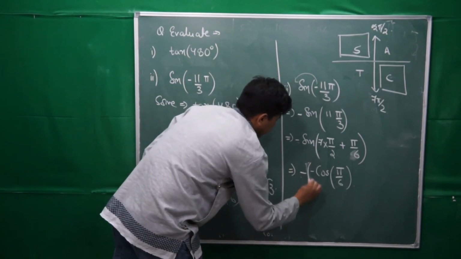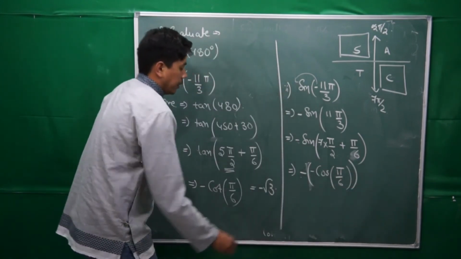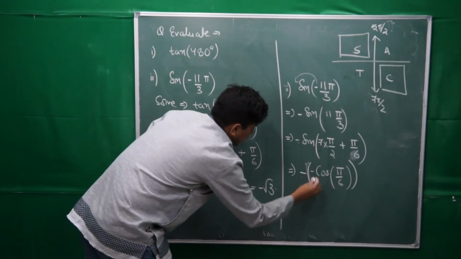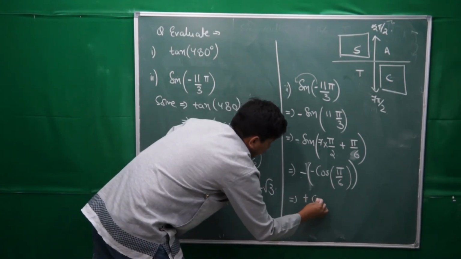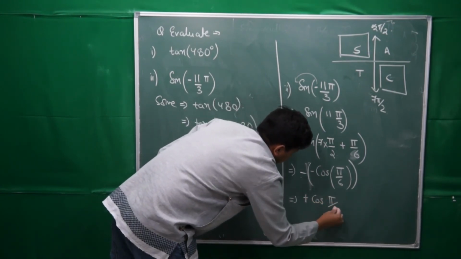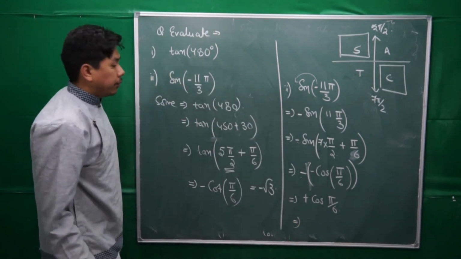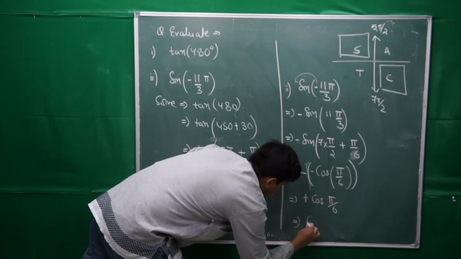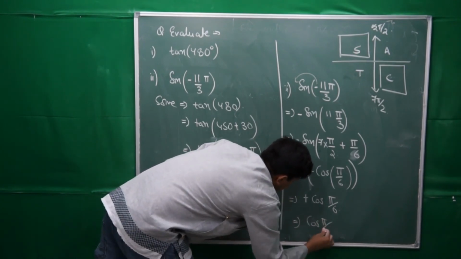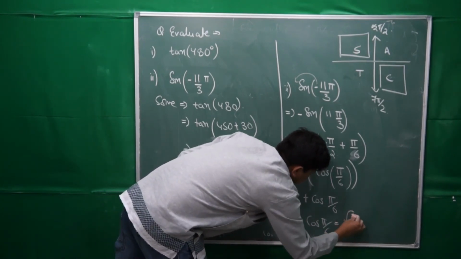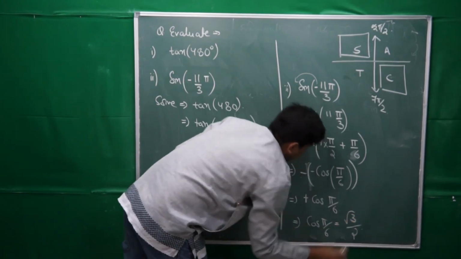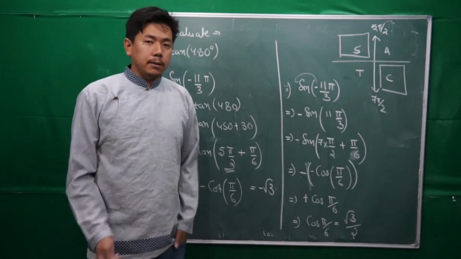Let's write it in brackets. So this minus and this minus becomes positive, cos pi by 6. And as you know, cos pi by 6 equals root 3 upon 2. So this is your answer.